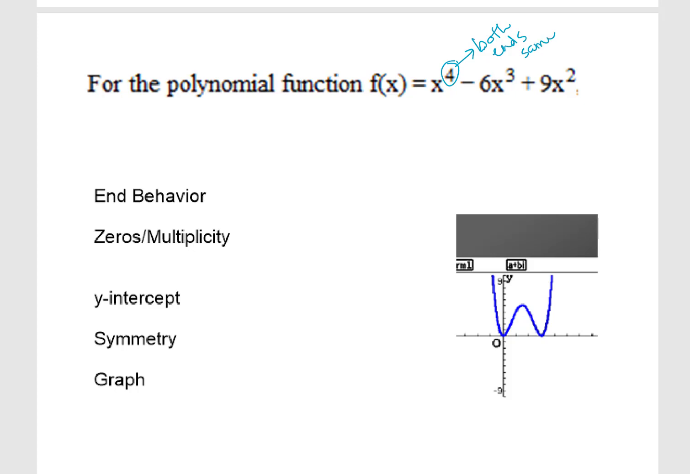Then I would look over to the coefficient of this leading term and see if it's positive or negative. It's positive, so both of them will be going upward. Remember the coefficient, the positive or negative of the coefficient tells us how the graph ends, what the last tail is doing. And since it's going up and they're both the same, then both of them are going up.